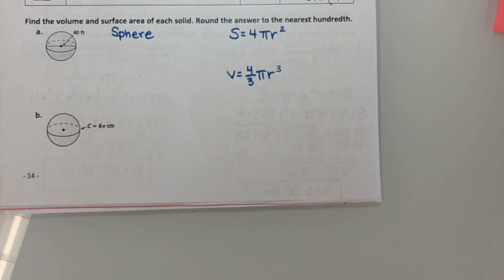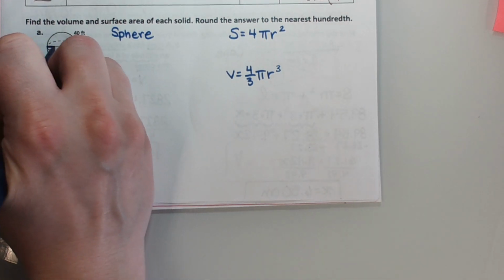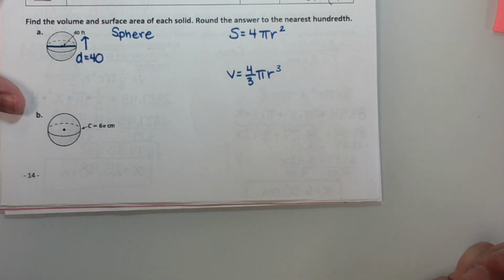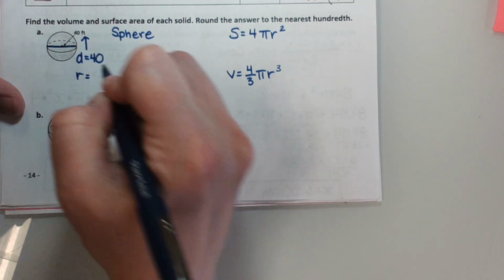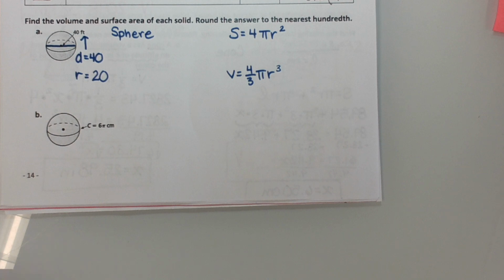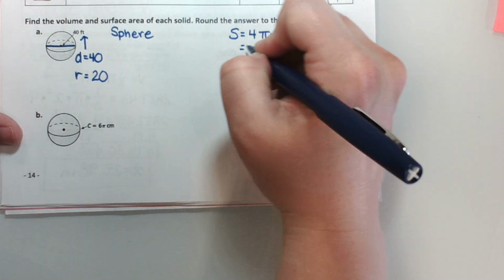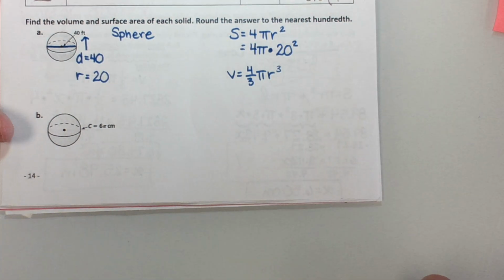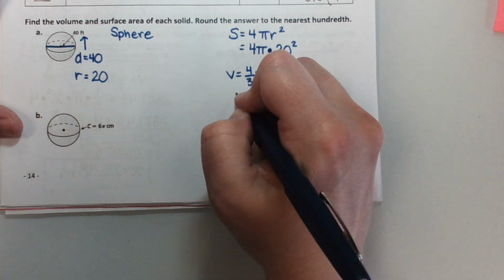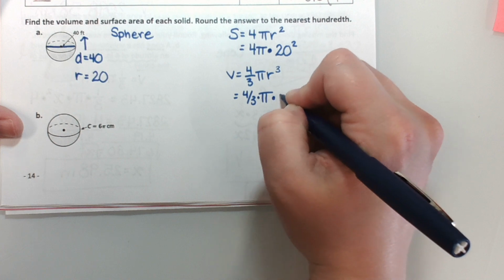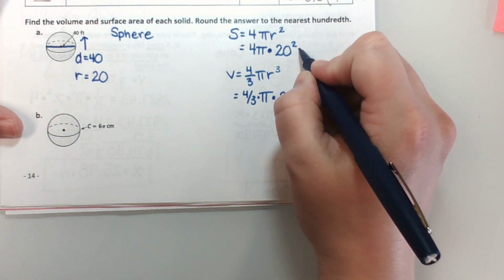Do I have the radius of the sphere? We have the diameter. It's pointing to something that goes all the way across. That makes it a diameter. How do we go from diameter to radius again? Divide it by 2, so the radius is 20. So, 4 pi times 20 squared will give us our surface area. 4/3 pi times 20 to the third power will give us our volume.